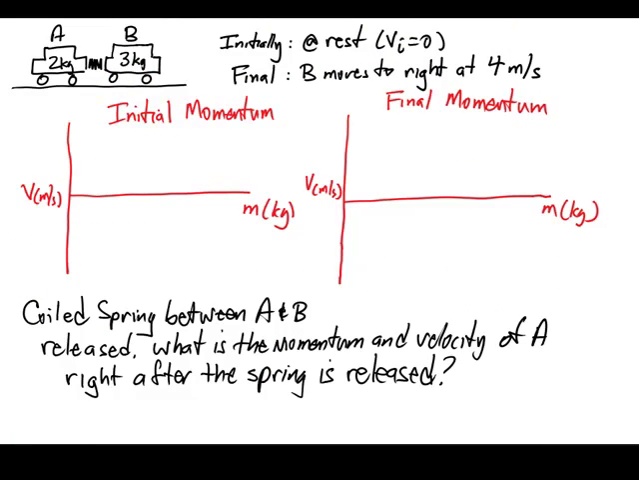Here we're going to go another kind of like reverse of the situation we saw before. We have two carts, a 2 kilogram cart and a 3 kilogram cart. They're initially at rest with a spring that's compressed between them. You can see that they're at rest. The spring is released and we have the velocity of B moving to the right at 4 meters per second after the spring is released. What's the velocity of A?